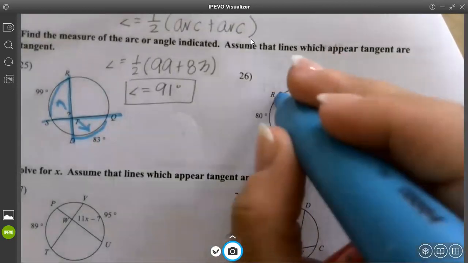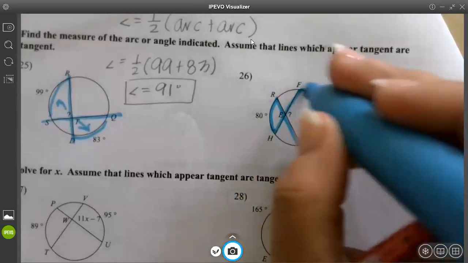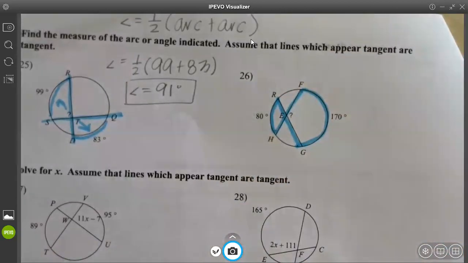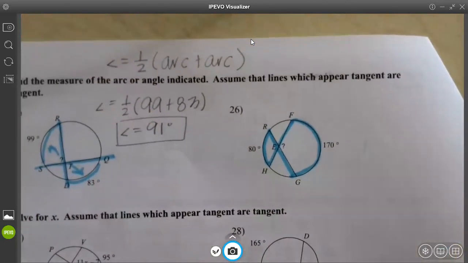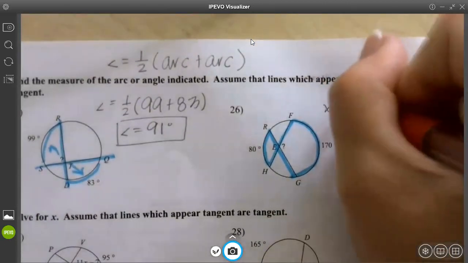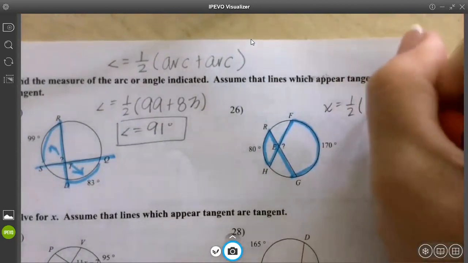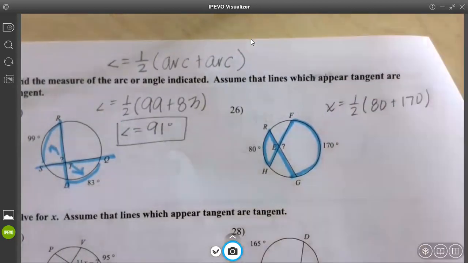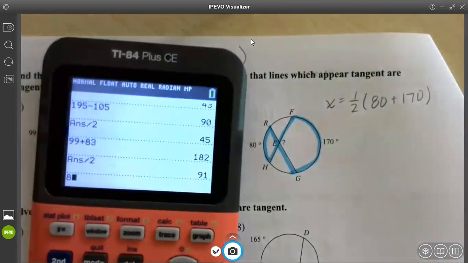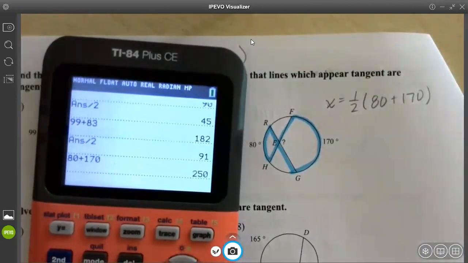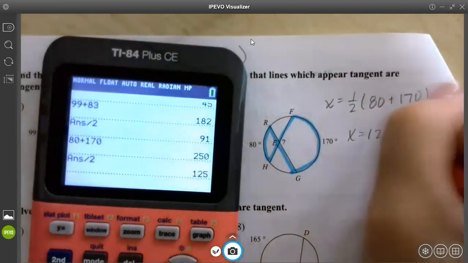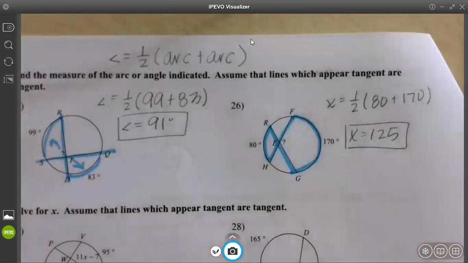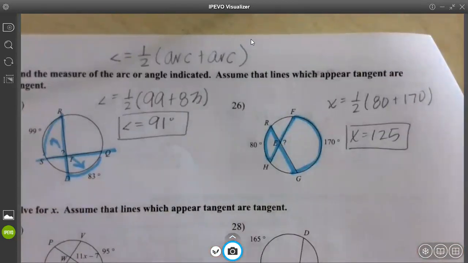So again, here's your X. We're looking at these two arcs. Your angle is X equals half of the two arcs added together. 80 plus 170 divided by 2 is 125. All right, and just remember, we're looking for angles on this.